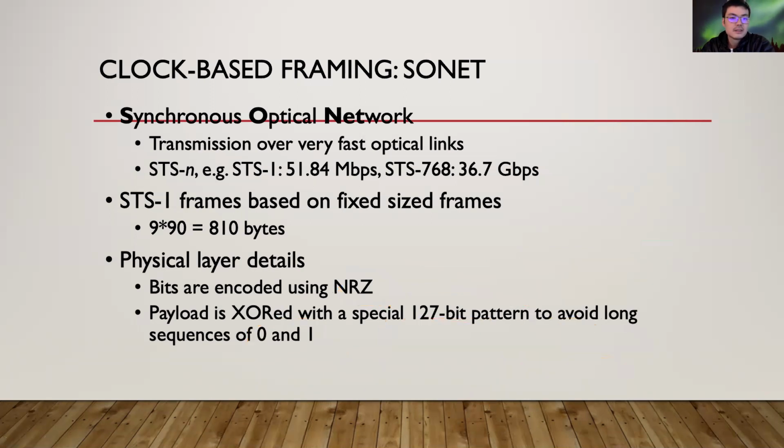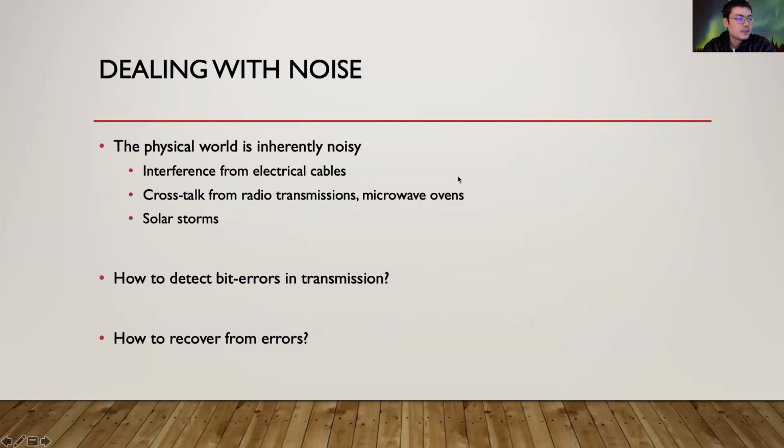Is this clear? This basically completes the three methods. The first is byte based, another is bit based, and this one is clock based. This covers how we can differentiate the different frames from the bit stream. So this is the first topic in the data link layer.